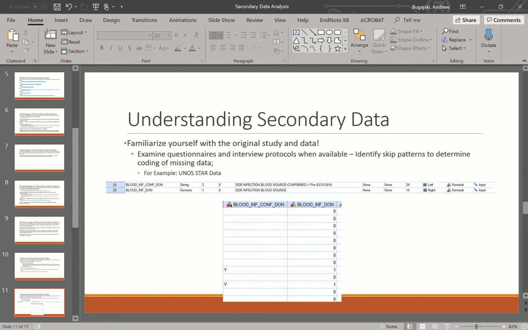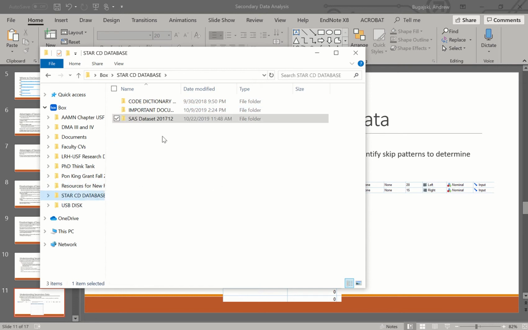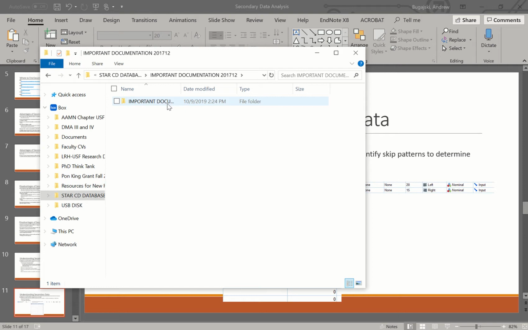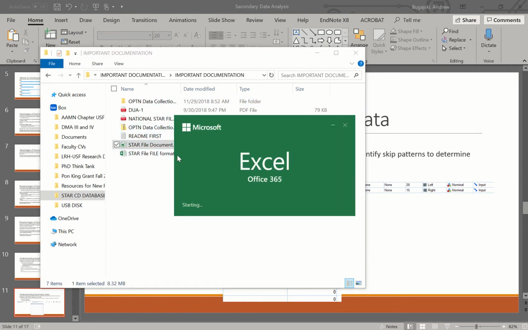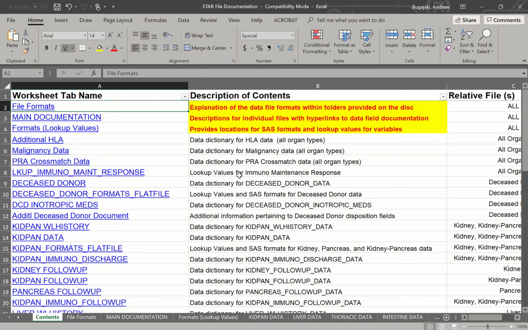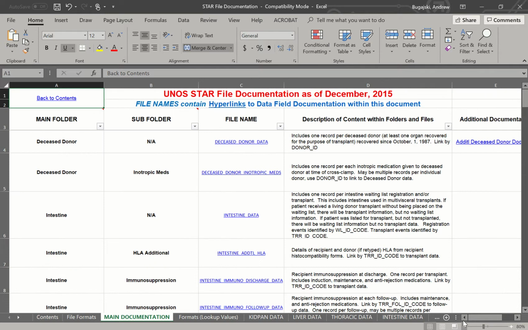So let's see, I'm gonna pull it up here. So this is where I got the data from. We're gonna go here. I think it's under important documents. Star file documentation. So this is the code book that they gave me. It's only part of the code book. So here, and of course I'm whizzing through this, right? Because I've looked at this quite a few times.